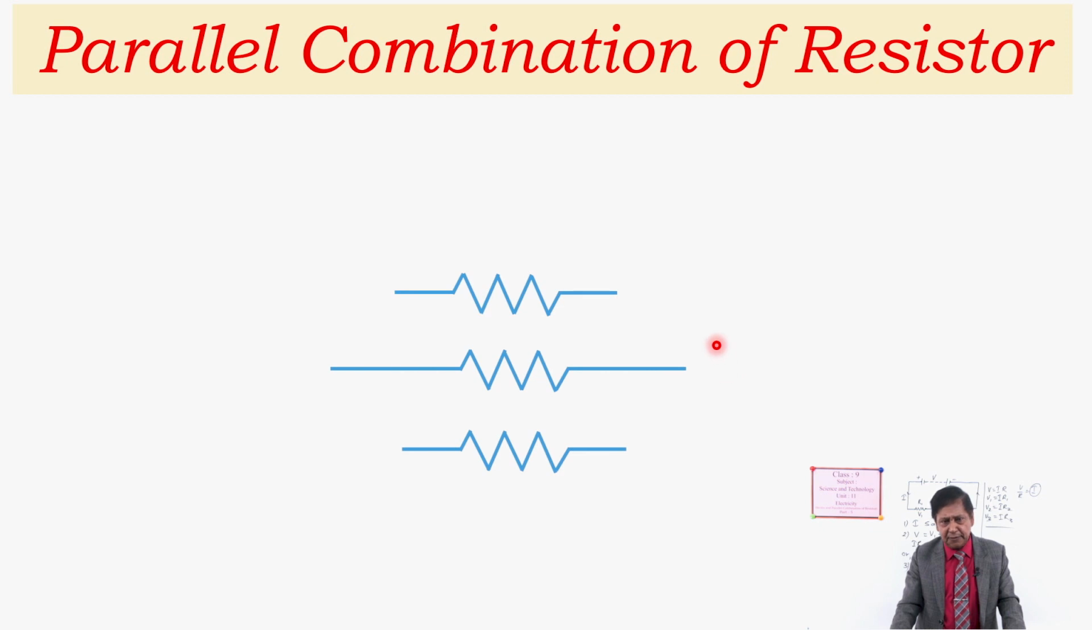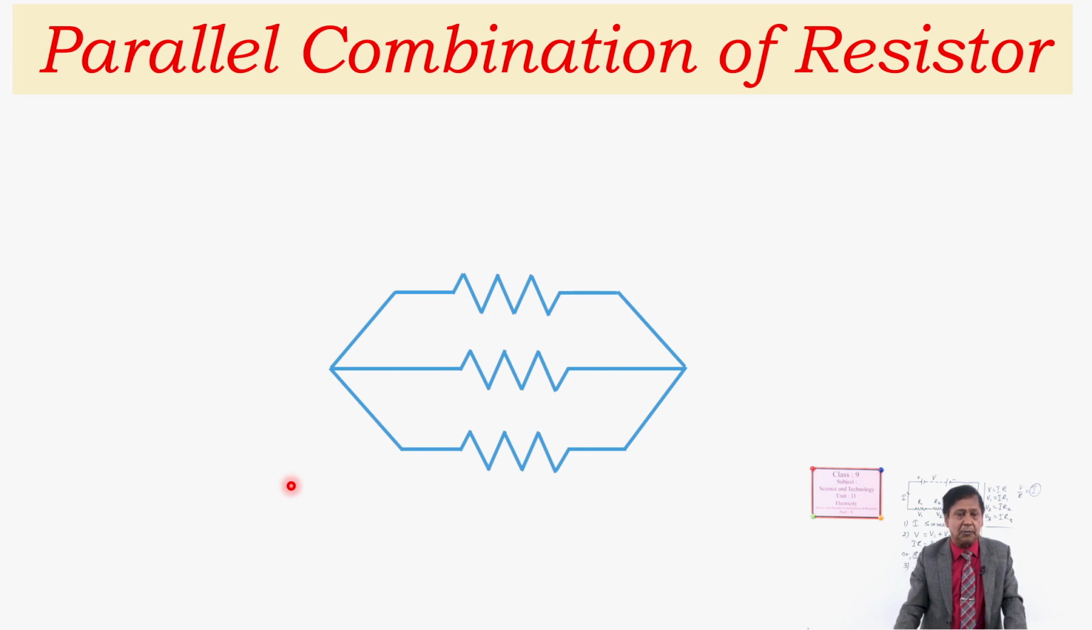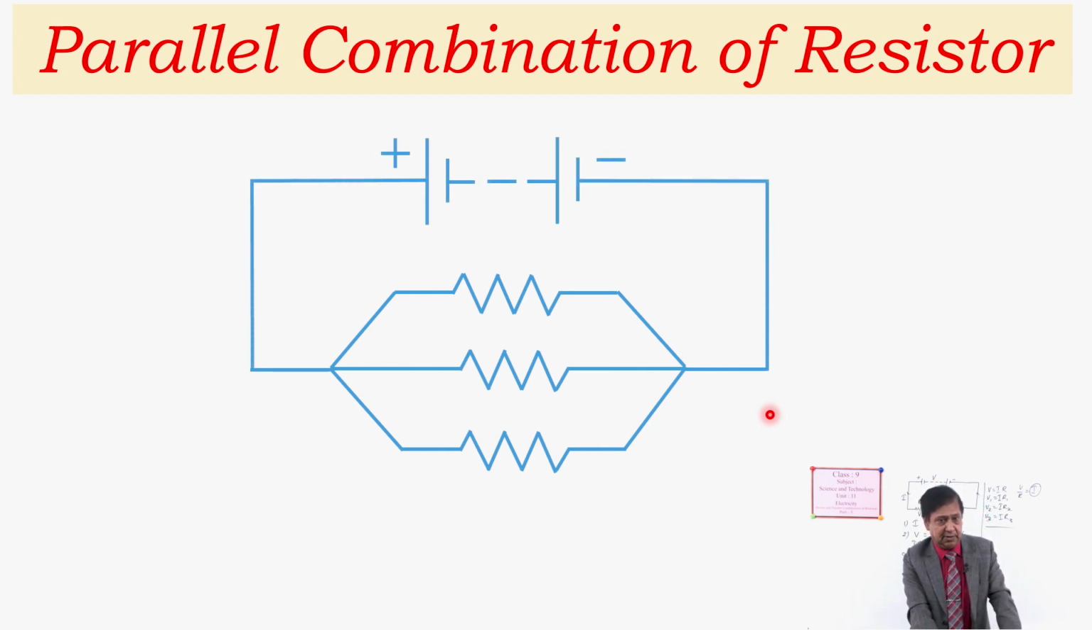How? One end of each of them, this end, is connected to a common point. Look at this. This is the common point. And if another end of each of them is connected to a common point, now we have two common points. And if these two common points are connected to a source, maybe a battery, then current flows from positive to negative terminal. This is the diagram which represents the parallel combination of resistor.